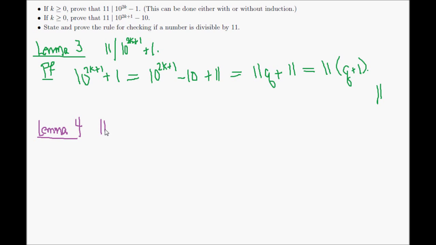(11) is always a factor of 10 to the k minus negative 1 to the k. Proof. Well, there are two cases. If k is even, then I can write k as, say, 2 times j.